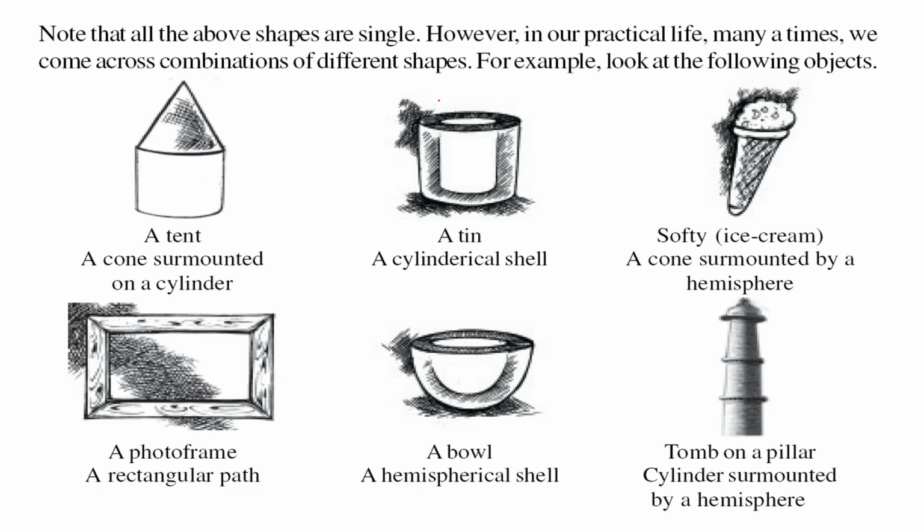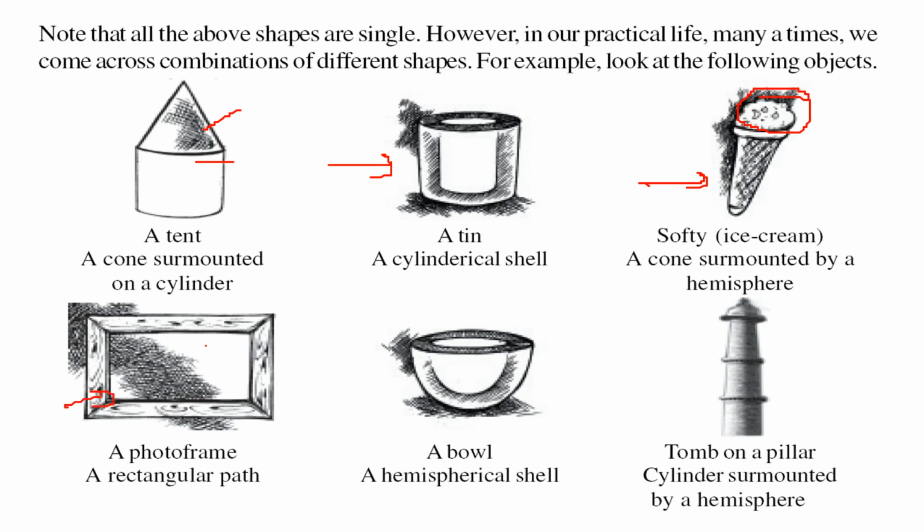And in practical life, there is a combination of different shapes. See, this is a tent, but it is a combination of a cone and a cylinder. This is again a cylindrical shell. This is a softie, which is an ice cream, which is surmounted by a hemisphere. This is the photo frame.